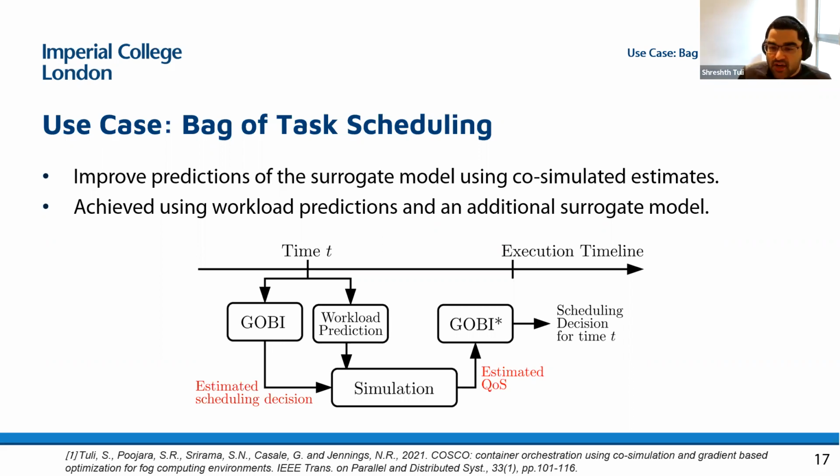And both of these values are fed into an independent surrogate model, which reconciles the errors that the Gobi model had before. And this interactive dynamic between the Gobi method and this co-simulator is what we call Gobi star. And we conjecture that Gobi star can make more informed predictions of QoS metrics for any interval and hence perform better than Gobi, albeit with slightly higher overheads.